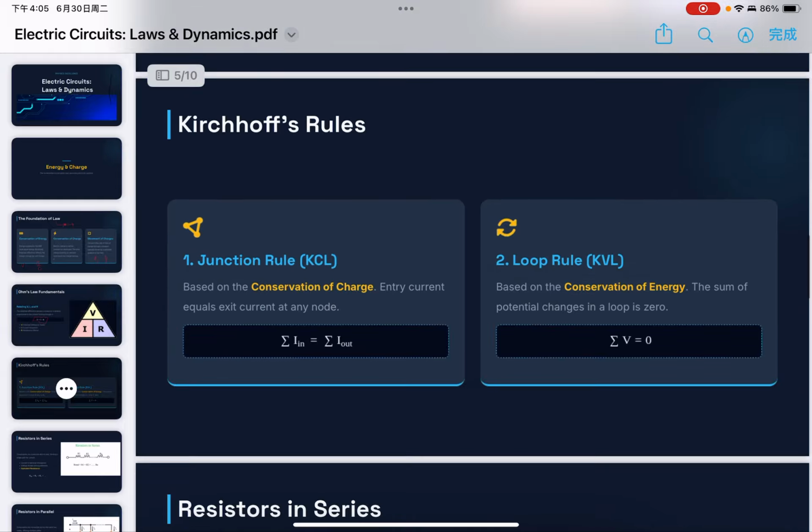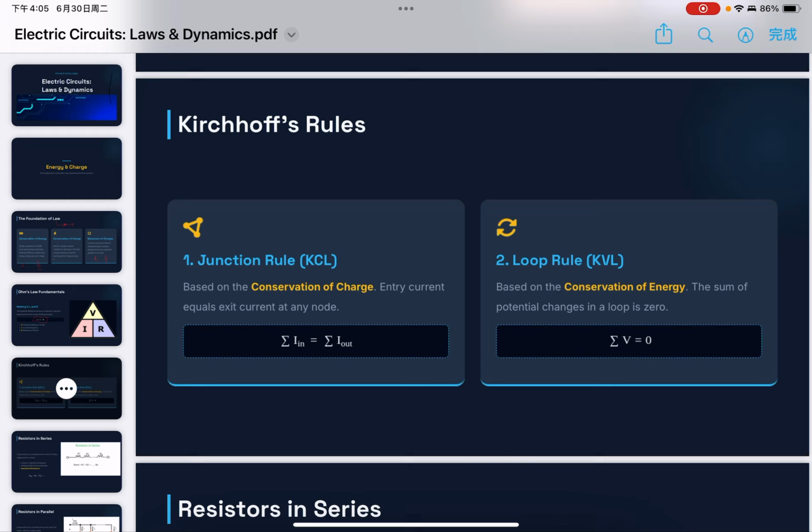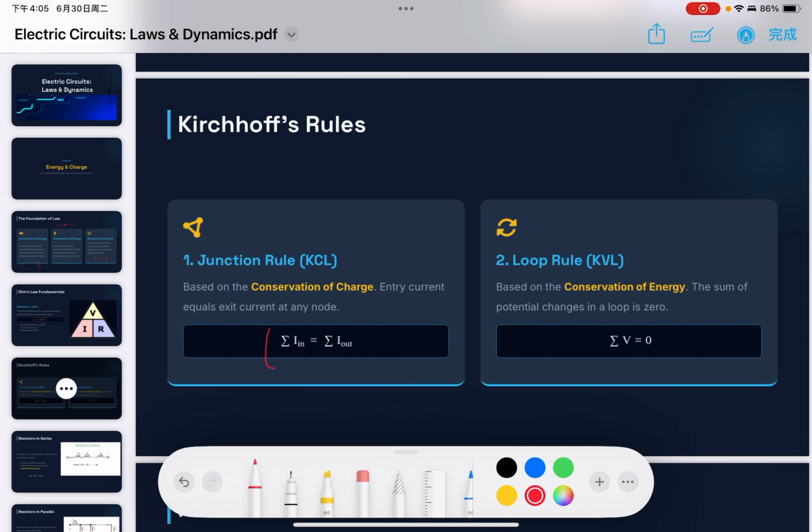And inside Kirchhoff's rules, one is the conservation of charge, as I talked about, and the other is conservation of energy. The conservation of charge is basically that the currents all equal, and the conservation of energy is that the voltage difference is zero.